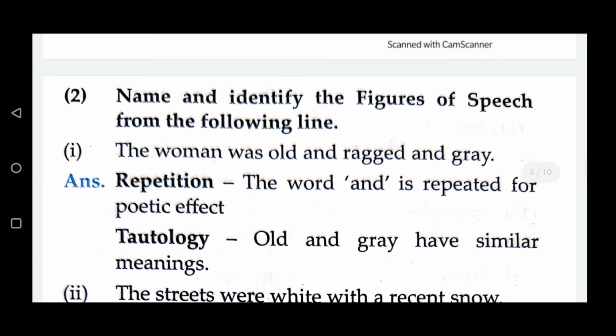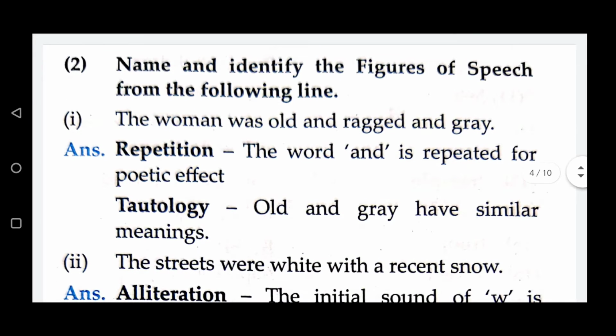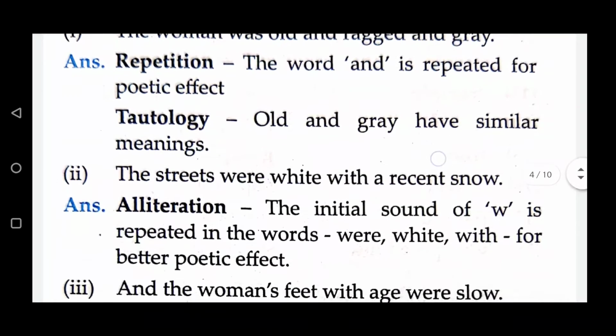Now name and identify the figures of speech from the following line. There are many figures of speech throughout the poem, so let's learn them. The woman was old and ragged and grey. It's repetition, the word and is repeated for poetic effect. Also, this is tautology because old and grey have similar meanings.